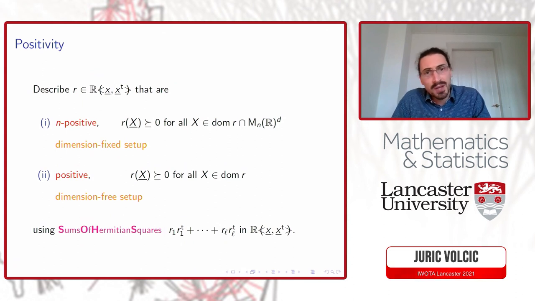So how do I want to describe that? Well, in analogy with the commutative setting, I want to describe this using sums of squares. Of course, now I'm in the non-commutative setting, a square is not really positive. However, a Hermitian square is positive. So an expression of the form, let's say here, R1 times R1 transpose, this is something that's always going to be positive, whatever you plug in.